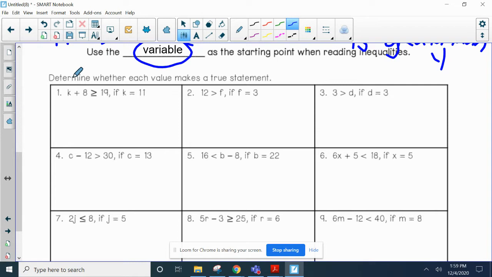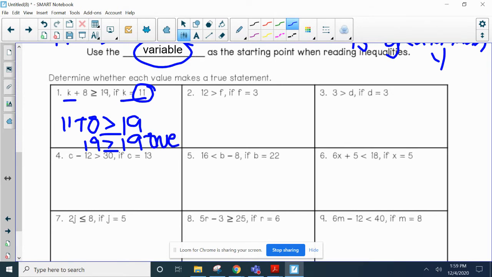So we said k plus 8 is greater than or equal to 19 if k equals 11. So our value of k is 11. So we're going to take k, right, 11 plus 8 is greater than or equal to 19. Well, what's 11 plus 8? 19, greater than or equal to 19. Well, is 19 greater than 19? No. But it also said it could be equal to it. Is 19 equal 19? Yes, so it's true. Awesome.